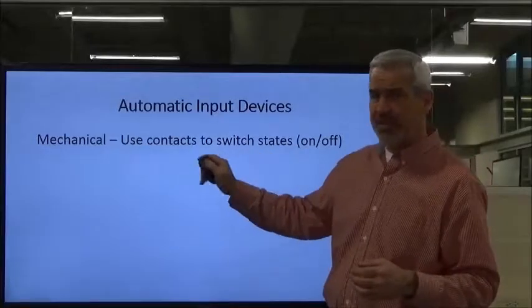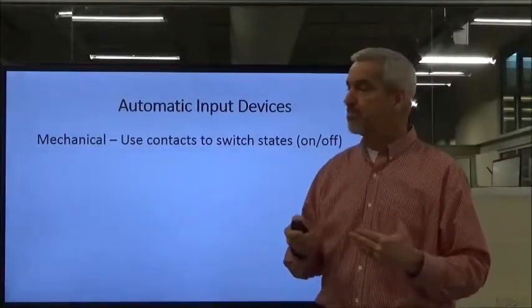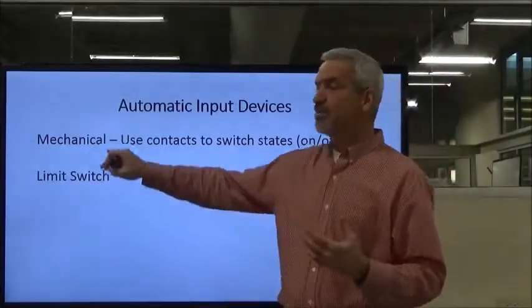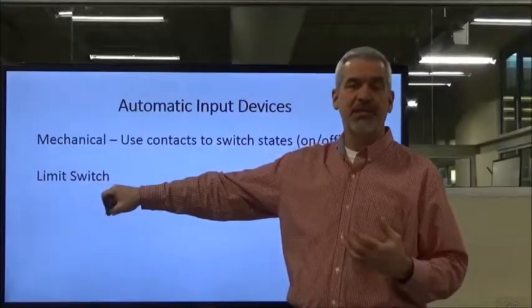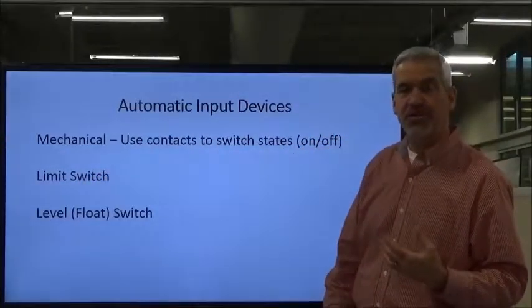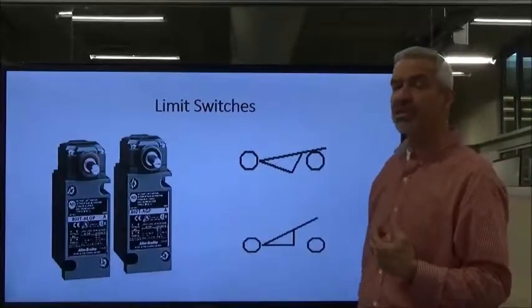The first type we're going to talk about again is the mechanical, and again, like I said, it uses a set of contacts to make and break. Okay, the first one we're going to talk about is the limit switch. This is going to be the first type of mechanical input device that we're going to talk about. It's the limit switch, and then we're going to talk about the level and the float switch, and then we're going to talk about pressure switches. Okay, let's start with the limit switch.